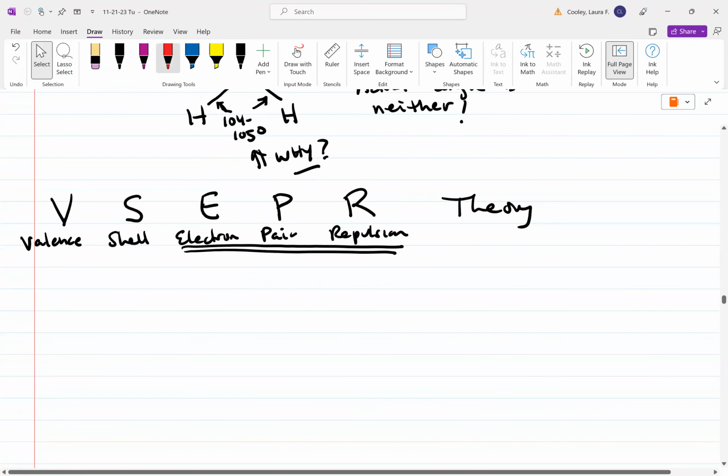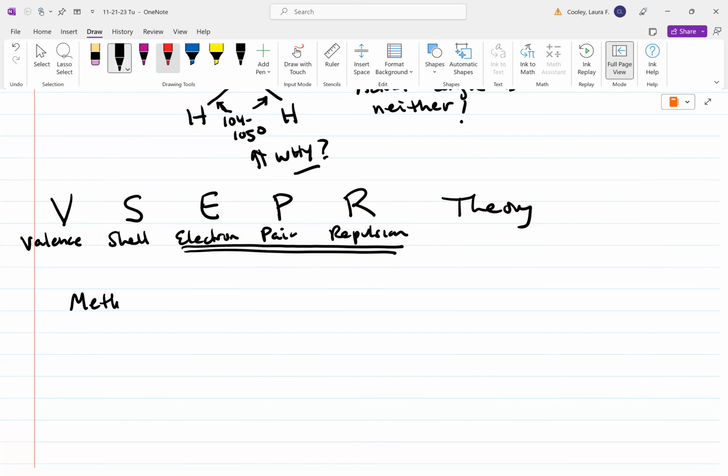in this theory, the geometry of a molecule is determined by the number of different regions of electron density on the central atom, because electrons repel each other. So, let's take an example. We have methane. Okay, methane is CH4, and this is what the Lewis structure looks like.